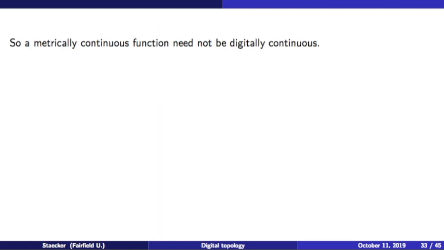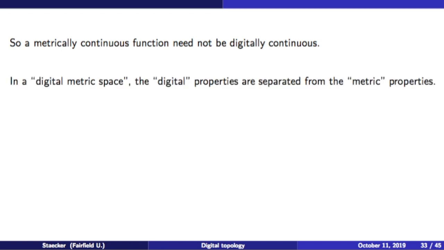And so this is a fact: if you have a digital image with a metric, then a function which is continuous with respect to the metric may not be continuous with respect to the digital structure. And this is very strange. So in a digital metric space, the digital properties are like totally separate from the metric properties. It's like they have no relationship between the metric and the digital structure.